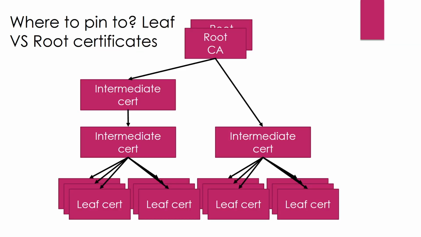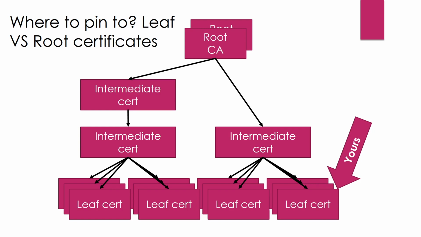So where do you pin to? A leaf or a root certificate? So over here we have a beautiful root CA or a bunch of root CAs, right? Because there's multiple certificates, cross-signing, yada yada, all that jazz. And here we have a beautiful tree structure with a bunch of intermediates and leaf certificates. So let's say this is yours. Now the question is, where will you pin to?